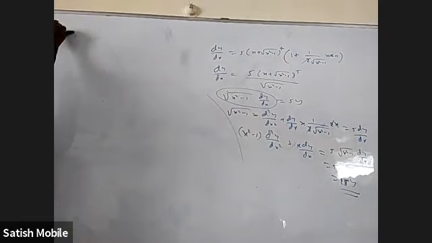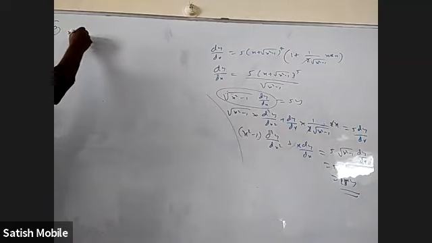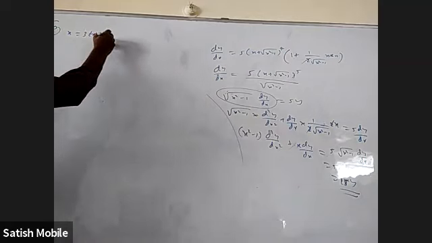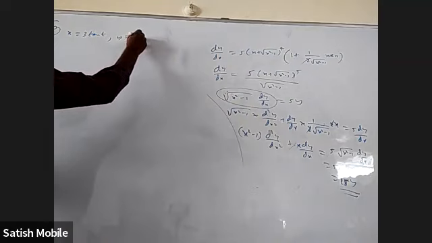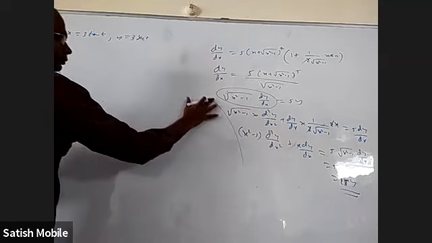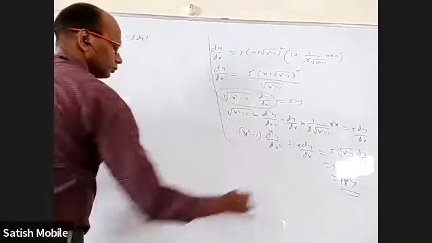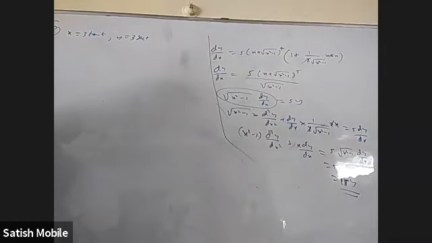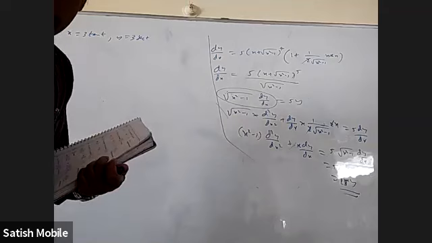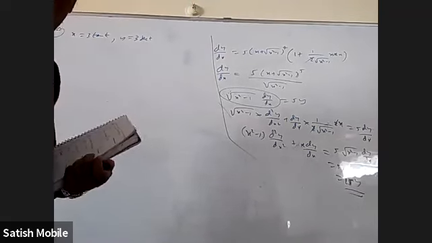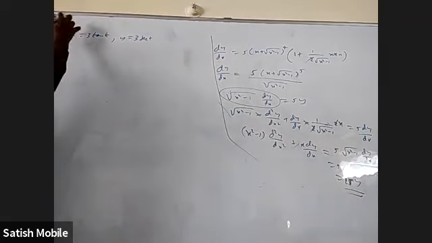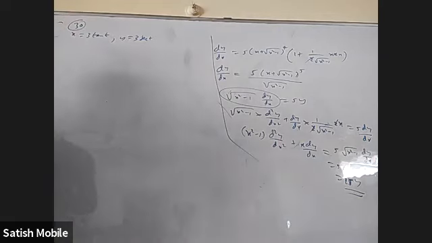Okay, 30th. x is equal to 3 tan t and y is equal to 3 secant t. I can eliminate t and find the relation between x and y. That way I can do it. After all, y square minus x square will come 9.